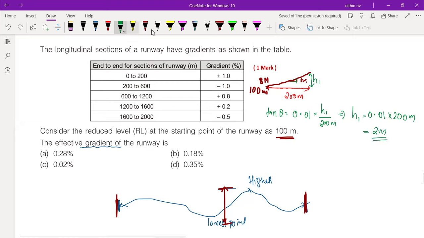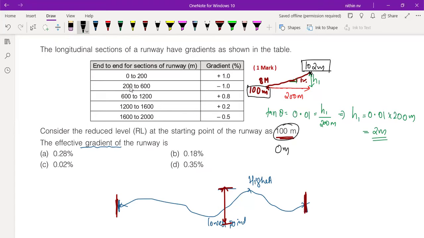Which means the ground level was at 100 meter initially, and now after the rise in gradient it will become 102. Suppose instead of this 100 meter, you are assuming it as 0, then the ground might have reached 2 meter. That's it. So this 100 meter is just like a benchmark, we know that in survey. So we got the elevation of the second point, after 200 meter, it has reached 102.